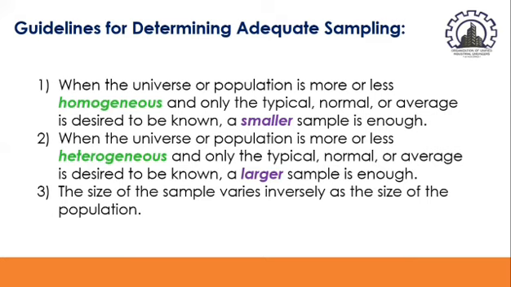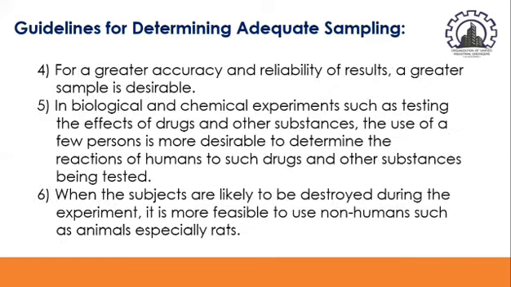And third, the size of a sample varies inversely as the size of the population, meaning a larger proportion is required of a smaller population, and a smaller proportion may do for a bigger population. So for a population of 5,000, a sample of 10% may do, but for a population of 500, a proportion of 30% may be required. And number four, for greater accuracy and reliability of results, a greater sample is desirable.